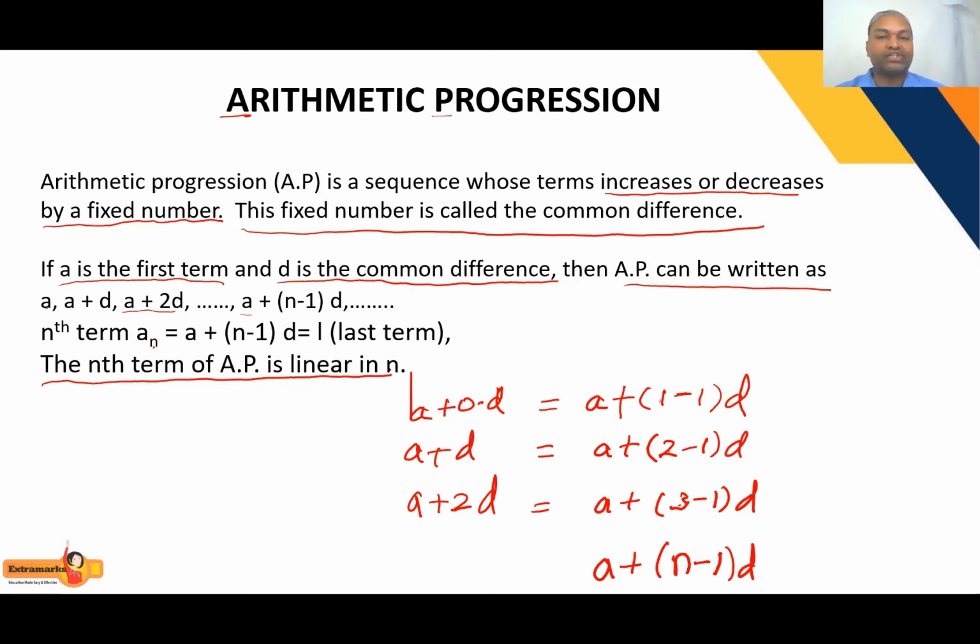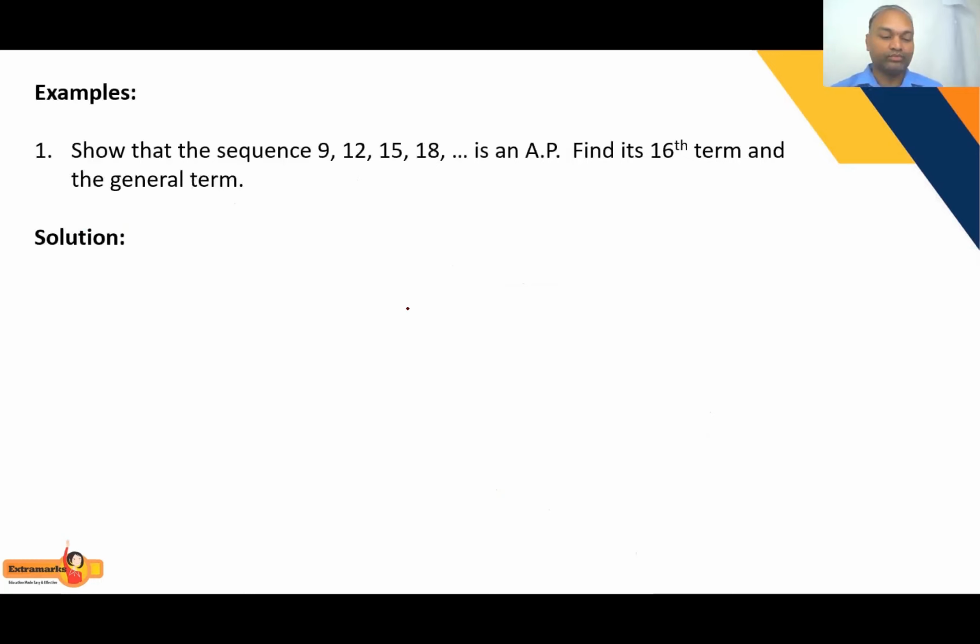Linear expression means what? N power value is 1. Now you observe in this formula, n power value is 1. So nth term of AP is linear expression in n. Right. Let us come to one example.